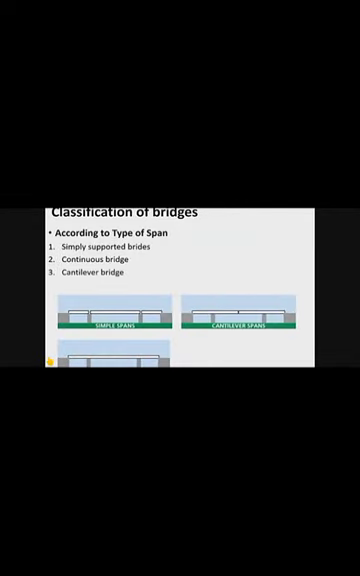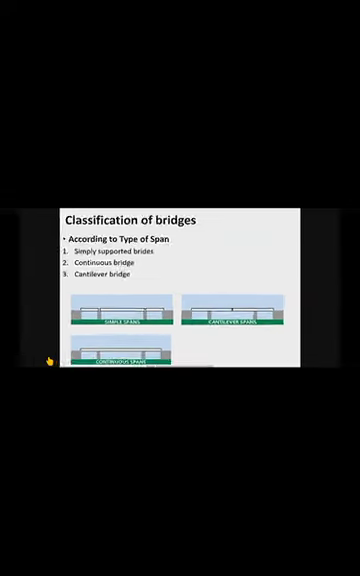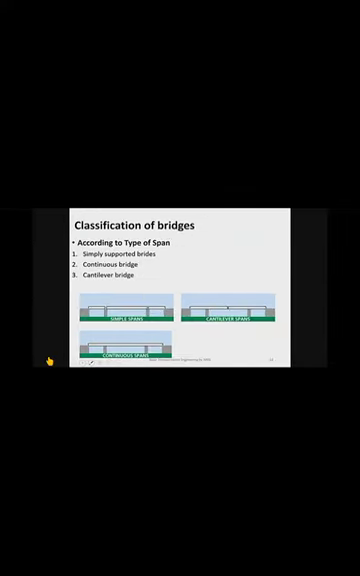Now this one is very important here. This is simply supported, cantilever, and continuous hinge cantilever. You can see in simply supported, the slab just rests between the two pillars, whereas in cantilever bridges, the portion is cantilevered from one deck slab towards another. Continuous means between two pillars, it is continuous.